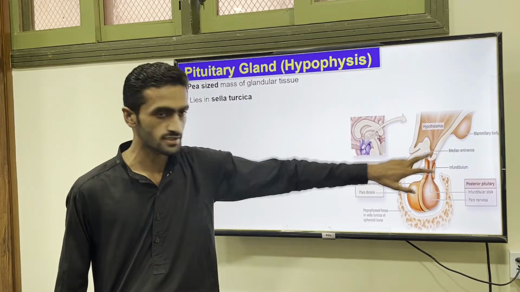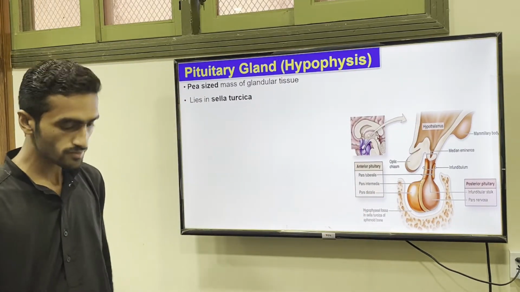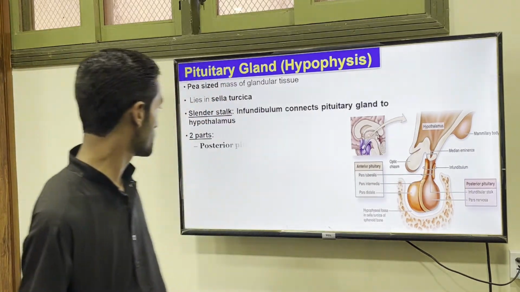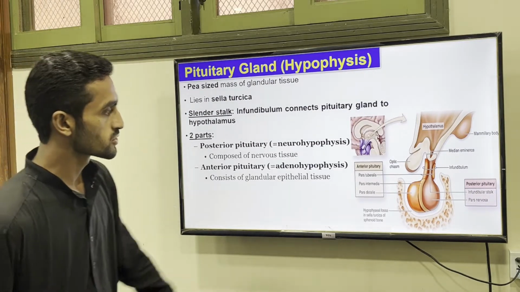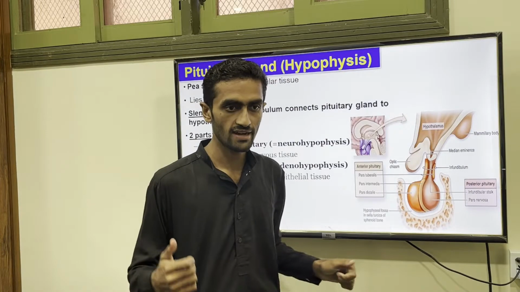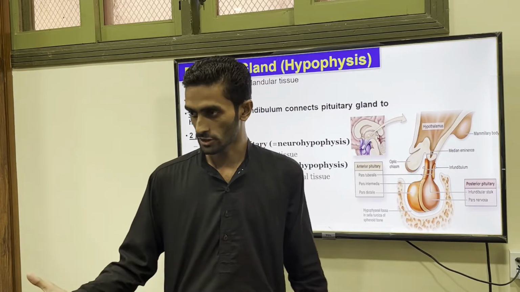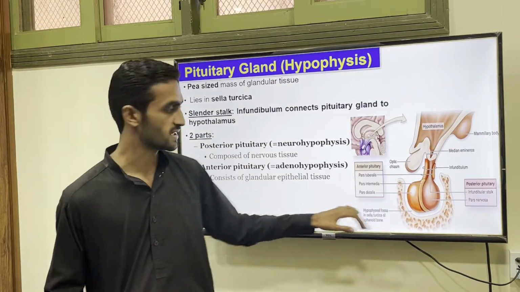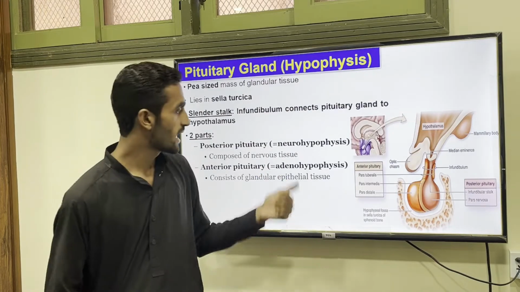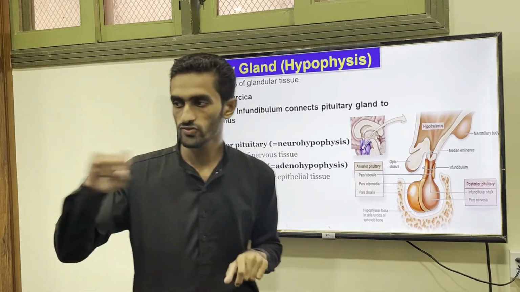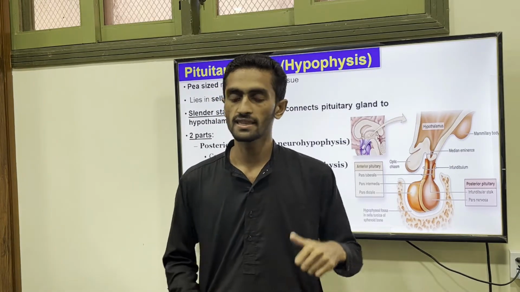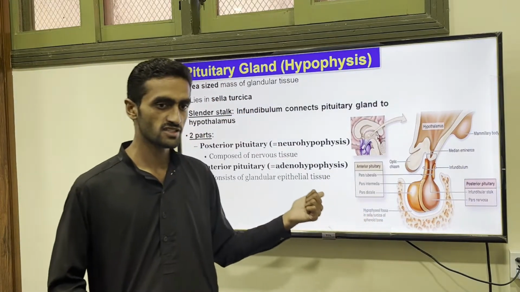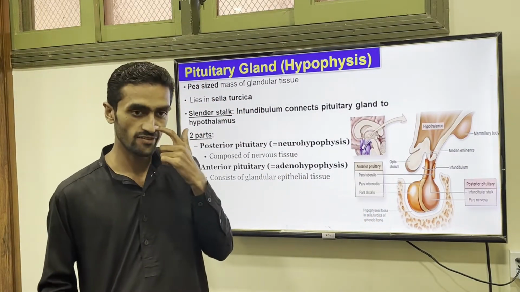It has two parts: one is the anterior and one is the posterior, and this part is the infundibulum. So, the posterior pituitary and the anterior pituitary. The anterior pituitary is the true gland, while the posterior pituitary is an extension of your hypothalamus. We name the anterior pituitary the adenohypophysis, which means true gland. The neurohypophysis is the posterior pituitary, named neuro because it is an extension of the hypothalamus.